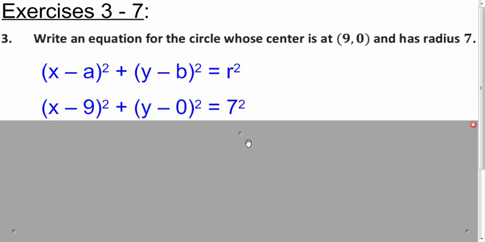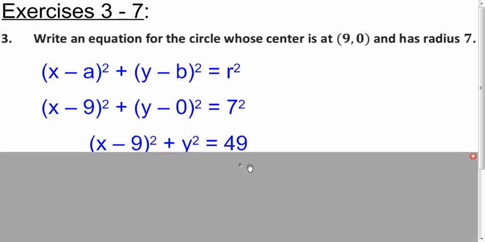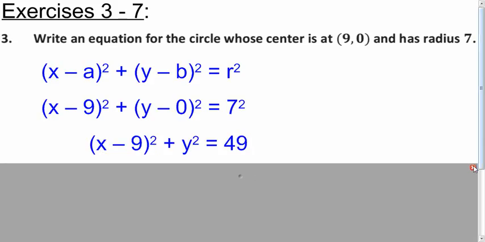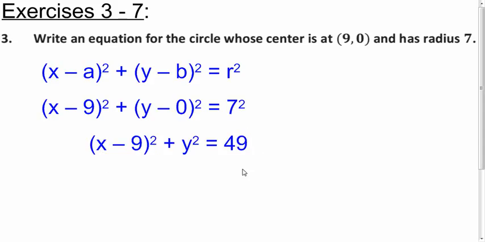And we usually want to simplify this a little bit. We don't want to get rid of the squares with the variables, but we can simplify this. 7 squared is pretty simple, and we can simplify this binomial here. Y minus 0 is just y. So this is a better way to write that circle's equation. So quantity x minus 9 squared plus y squared equals 49.